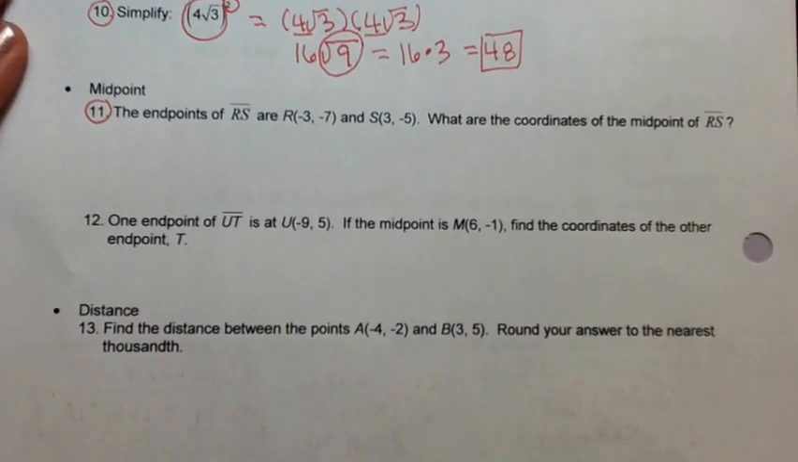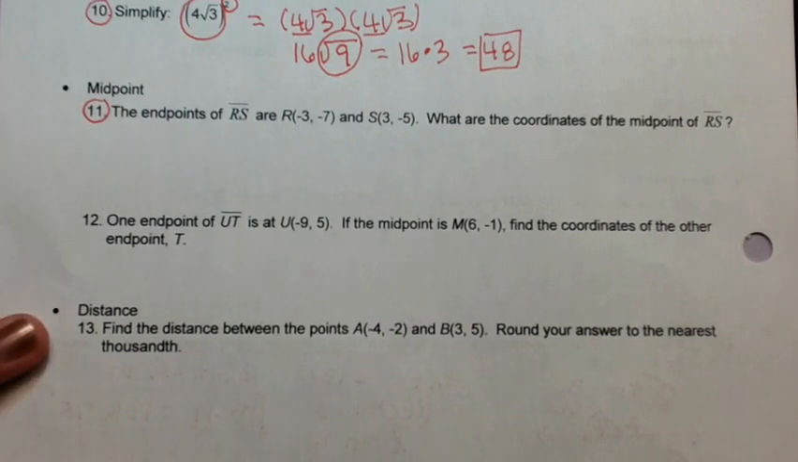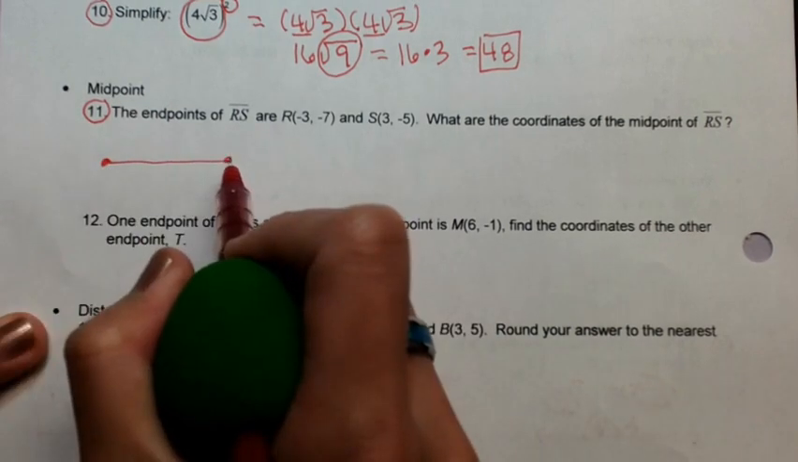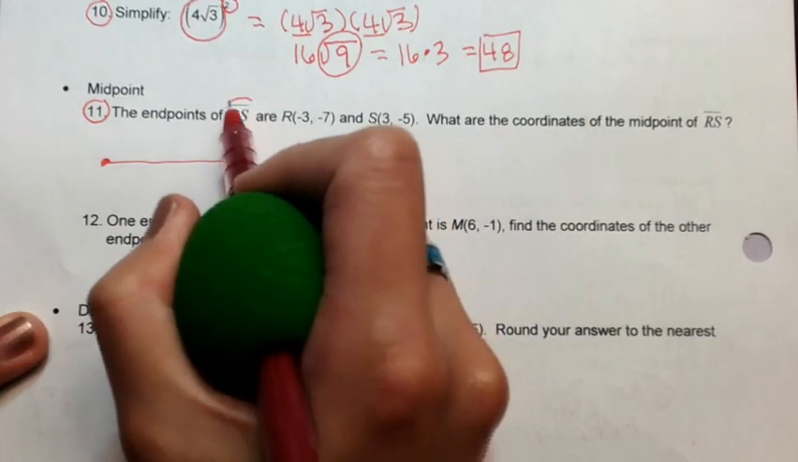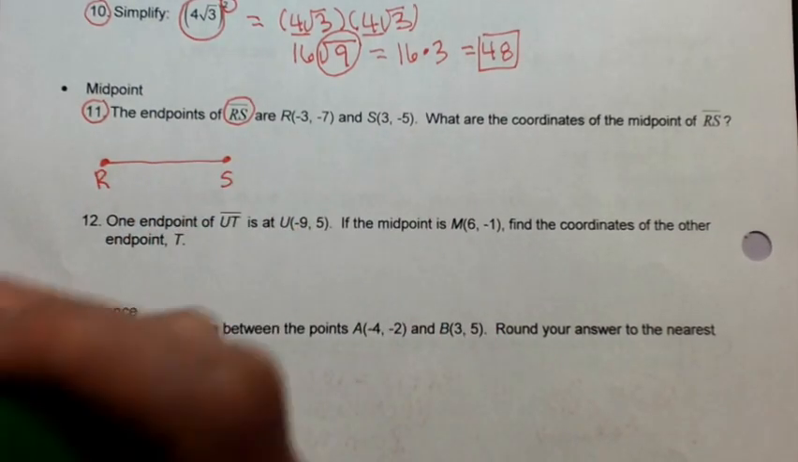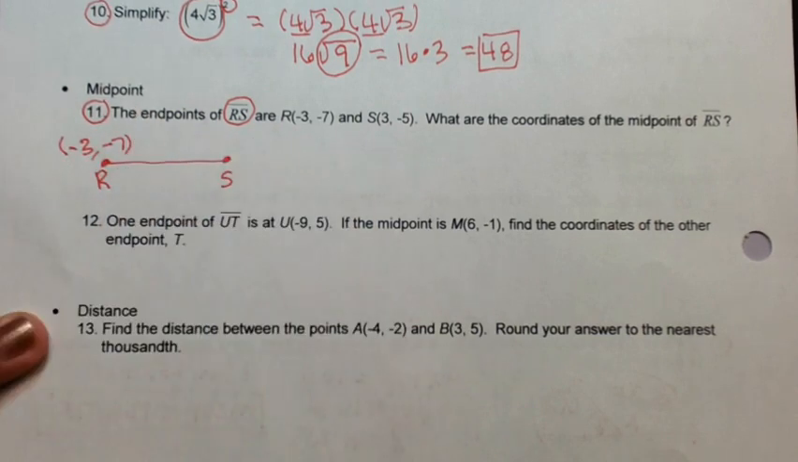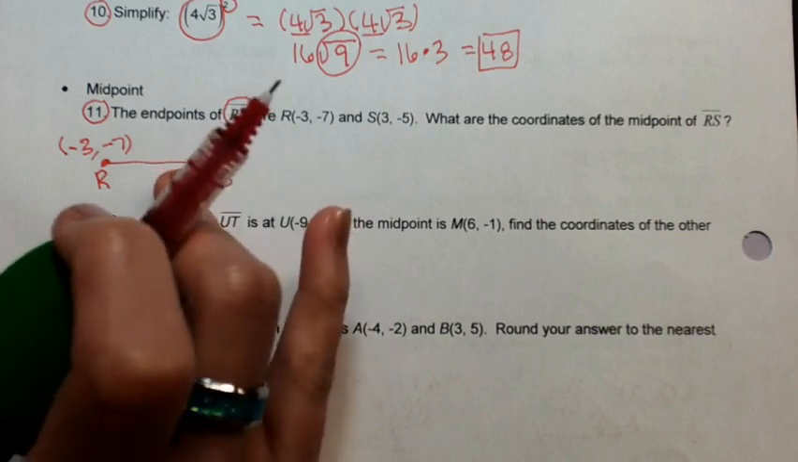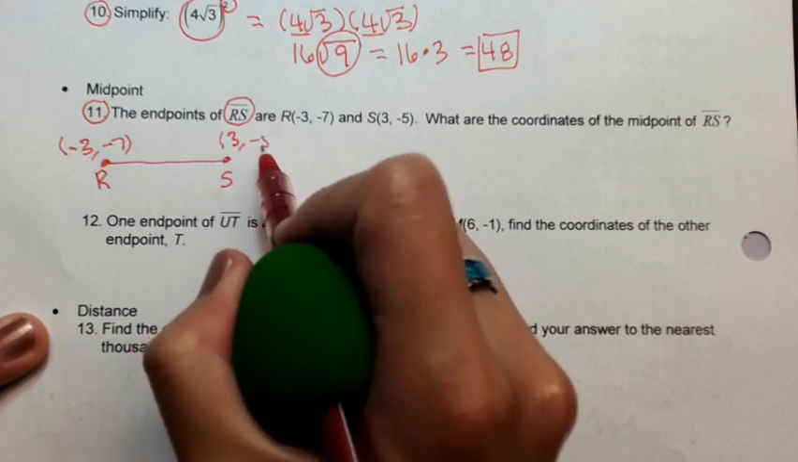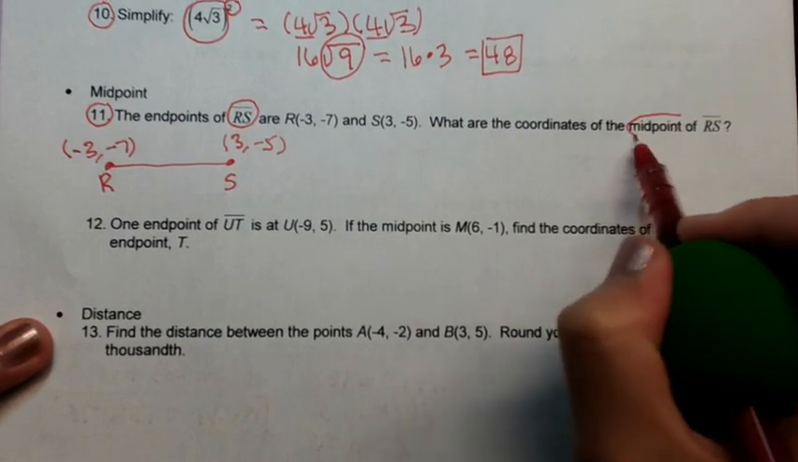Eden, let's read. The endpoints of RS are R(-3, -7) and S(3, -5). What are the coordinates of the midpoint of RS? So it says RS is the endpoint, so R is my left end, S is my right end. And it's given that the R coordinate is -3, comma, -7. Are you with me on this? Yeah. Make your picture. And then S is at 3, comma, -5. And we want to figure out what is the midpoint of this.